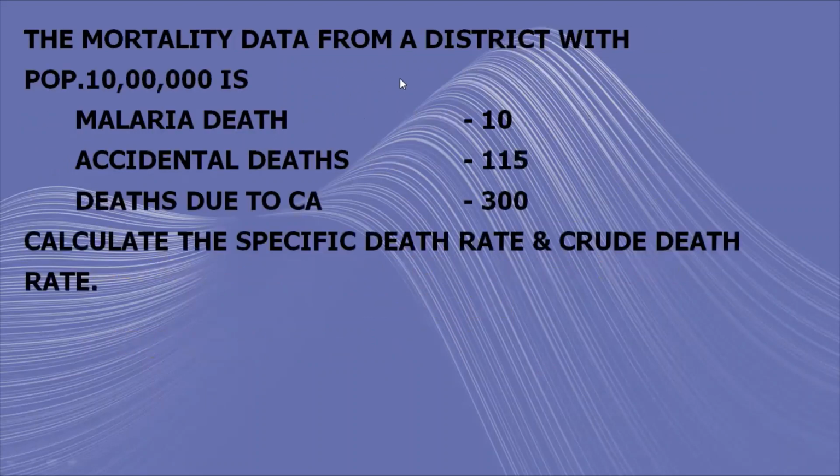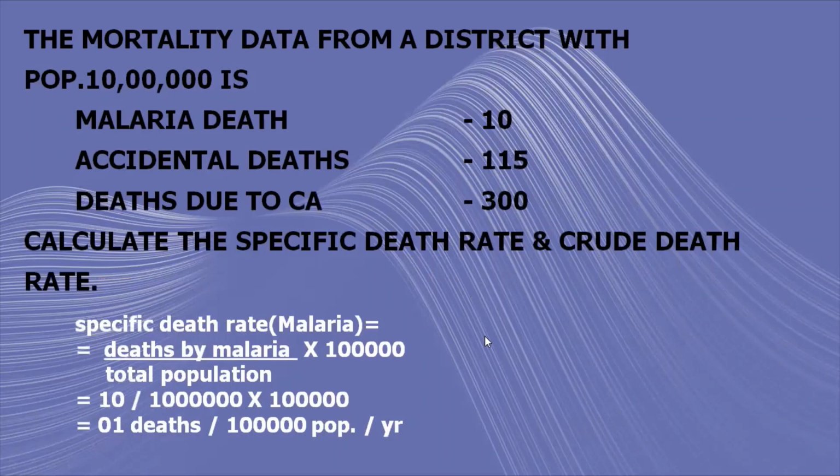Now, mortality data from a district with 10 lakh population is given. Malaria deaths are given, accidental deaths are given, deaths due to carcinoma. So we can calculate the specific death rate for malaria, for accident, for the cancer, and also crude death rate. Crude death rate will be the death rate for all deaths.